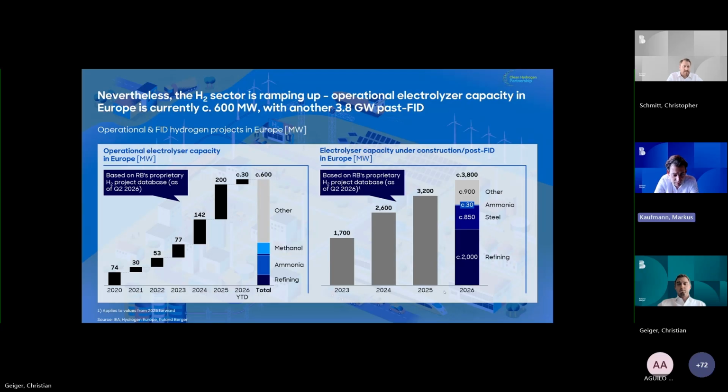That triggers real investment decisions, that triggers real projects that go under construction, as we see now. And we currently have around another 4 gigawatts in Europe under construction. We think the total installed base in Europe could reach 12 to 13 gigawatts in total by the end of the decade.